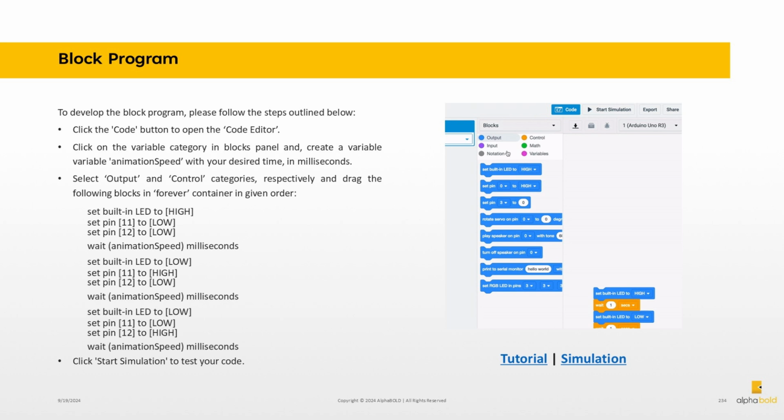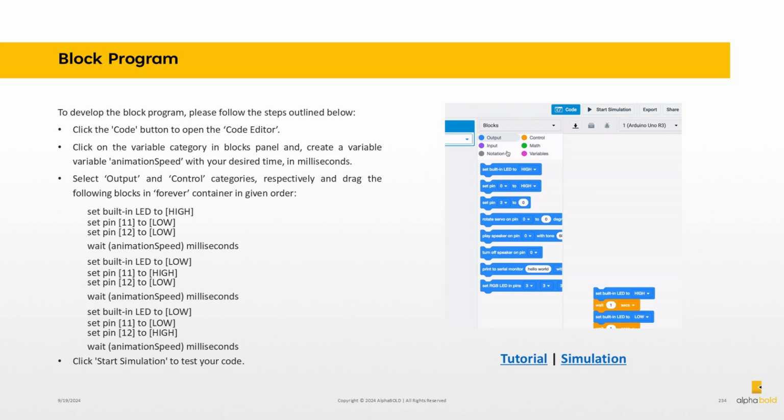Set built-in LED to high. Set pin 11 to low. Set pin 12 to low. Wait animation speed milliseconds. Set built-in LED to low. Set pin 11 to high. Set pin 12 to low.